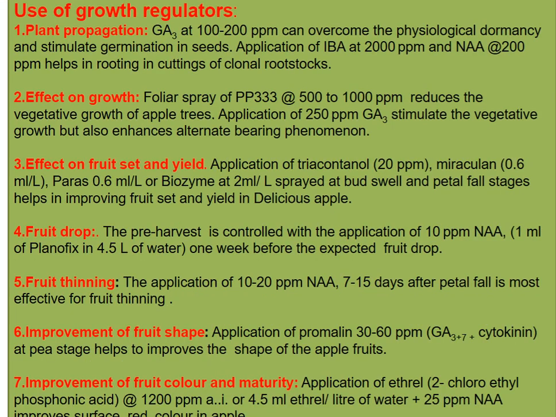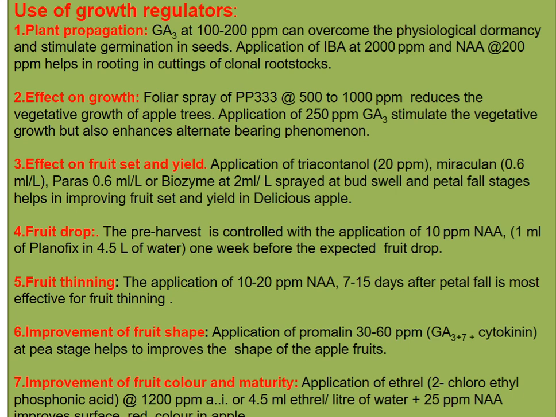Use of growth regulators. Plant propagation. GA3 at 100 to 200 ppm can overcome the physiological dormancy and stimulate germination in seeds. Effect on growth. Foliar spray of PP333 at the rate of 500 to 1000 ppm reduces the vegetative growth of apple trees. Application of 250 ppm GA3 stimulates the vegetative growth but also enhances the alternate bearing phenomenon.